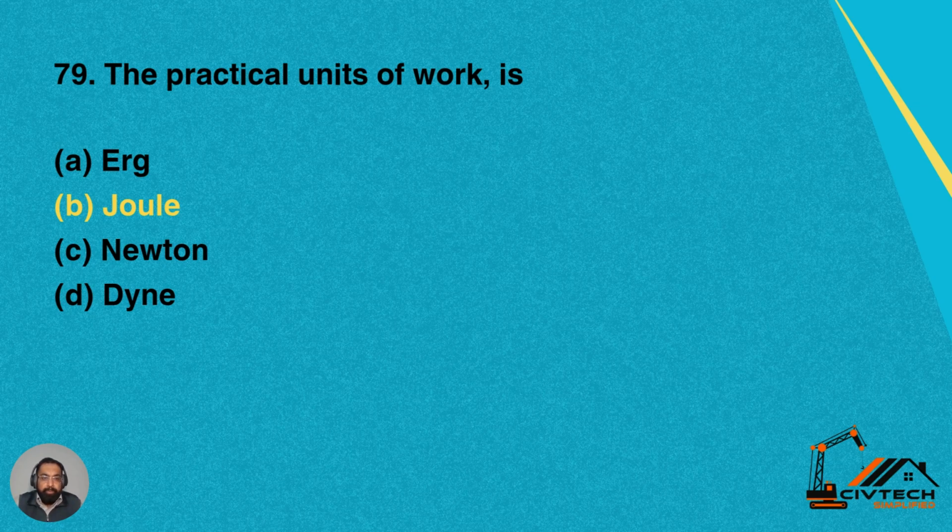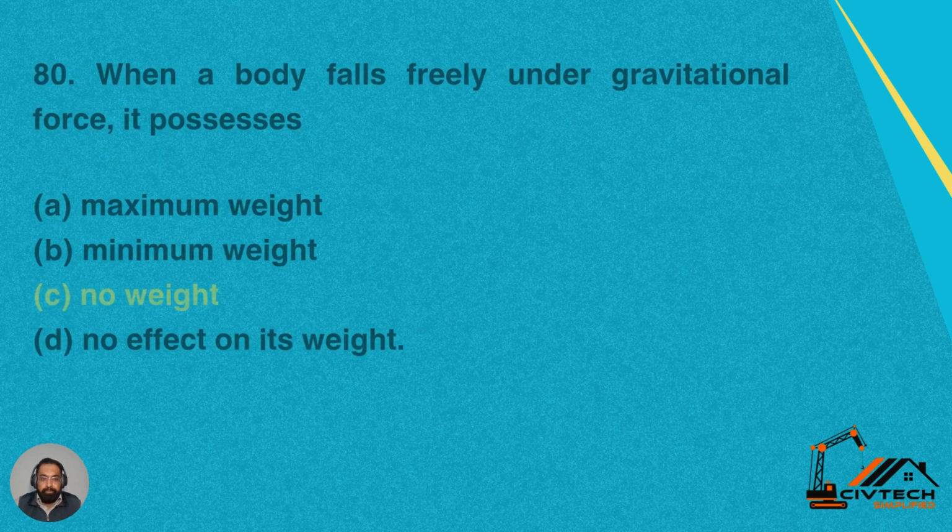Question 79. The practical unit of work is. What is the practical unit of work? Option A, erg. Option B, joule. Option C, Newton. Option D, Dyne. So joule is the practical unit of work. B is the correct answer for this question.